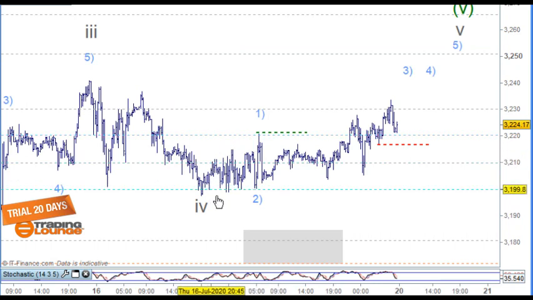I'm a little bit confused about this here. The cash market is a bit clearer if you look at the cash market with all of this.